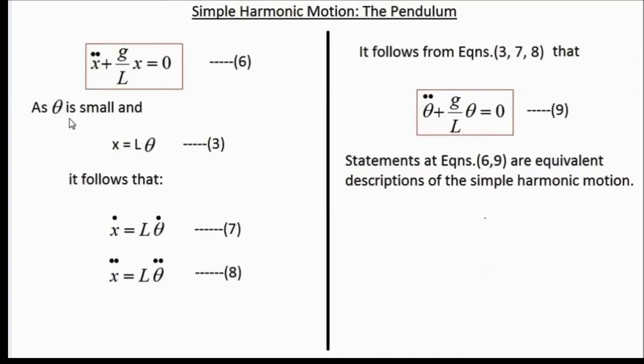Also, as theta is small, we have x equal to L theta, like we said previously. It also follows from equation 3 that x dot is L theta dot and x double dot is L theta double dot. Using equations 3, 7, and 8, we may rewrite equation 6 entirely in terms of theta as theta double dot plus g by L theta equal to 0. So equation 6 is in terms of x, and theta is the variable in equation 9. Both of these equations are equivalent descriptions of the simple harmonic motion.